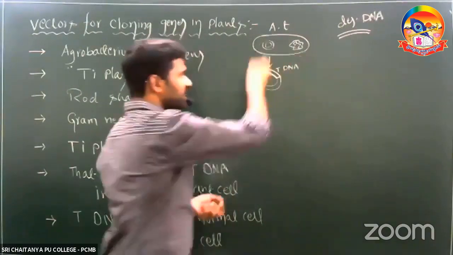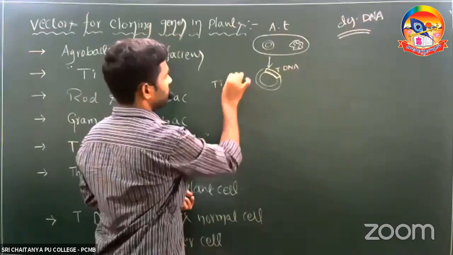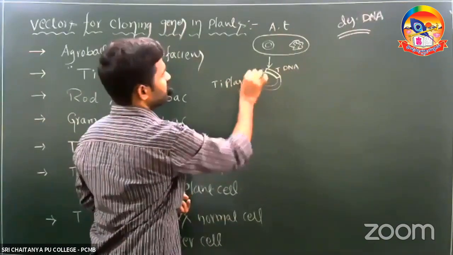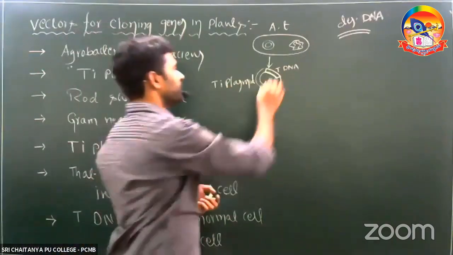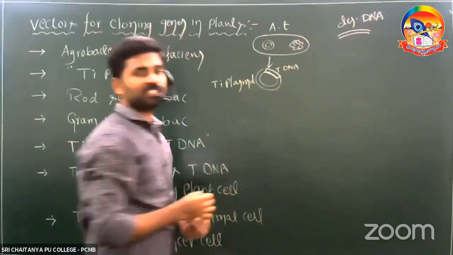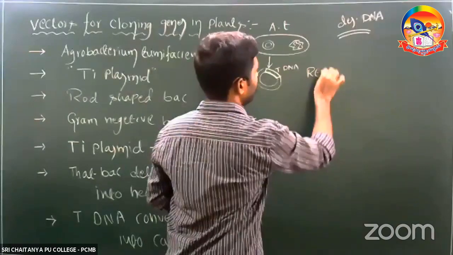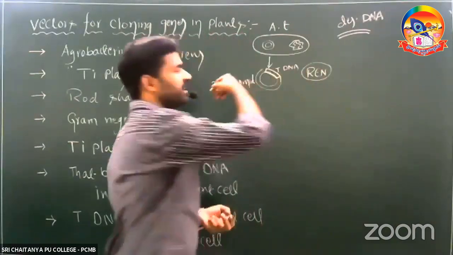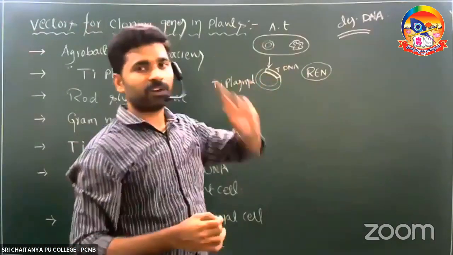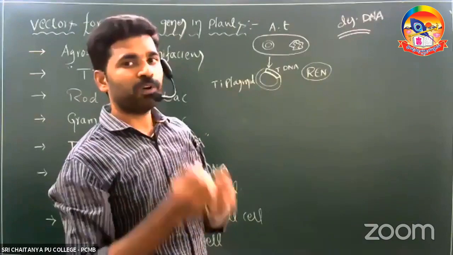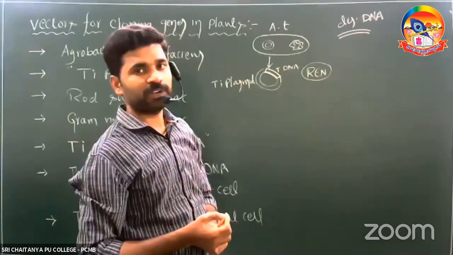The tDNA is located in the Ti plasmid. So what is the Ti plasmid here? Tumor inducing plasmid, right? The tDNA is removed from the Ti plasmid by using restriction endonuclease enzymes. Why? Because the tDNA causes crown gall disease. So to modify that plasmid, we removed that tDNA by using restriction endonuclease enzymes.